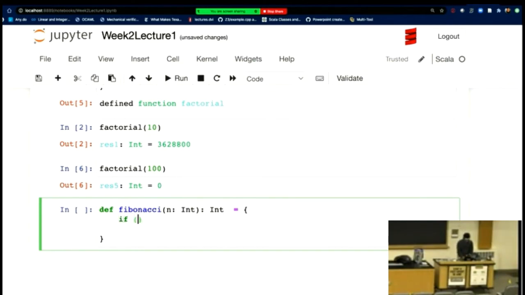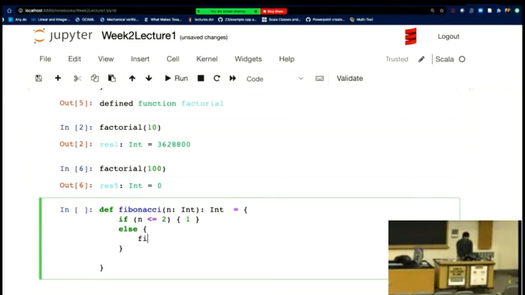Well, these are numbers where if n is less than or equal to 2, then the answer is 1. The base case can be defined in various ways. Otherwise, it is Fibonacci n minus 1 plus Fibonacci n minus 2. So here you have not one recursive call, but two recursive calls, one to n minus 1, another to n minus 2. Okay?